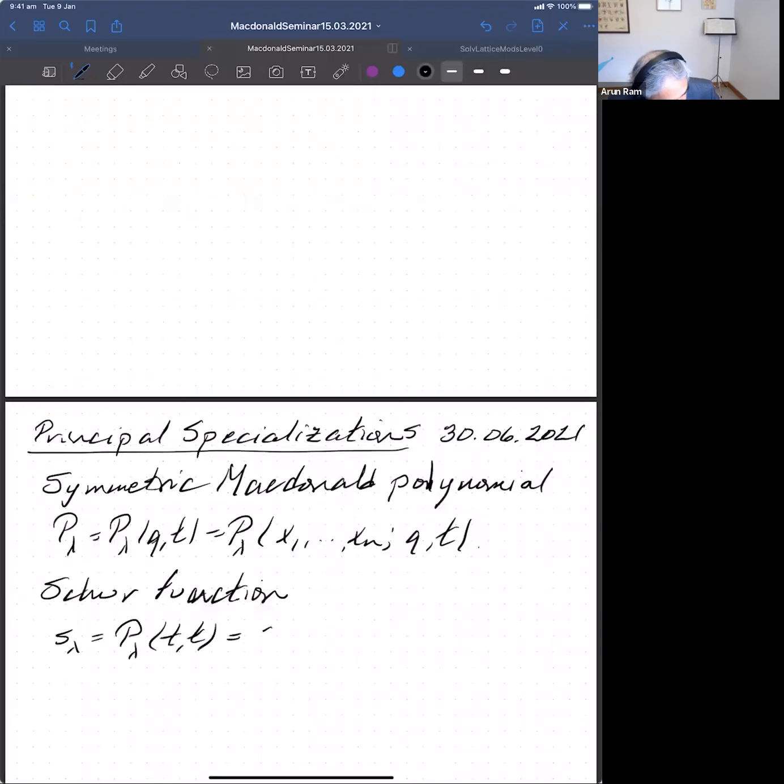So this is some miracle that when you set q equal to t, then the resulting polynomial has no q's and t's anymore. Everything cancels and disappears. It's quite amazing.